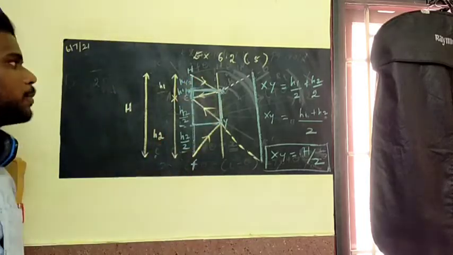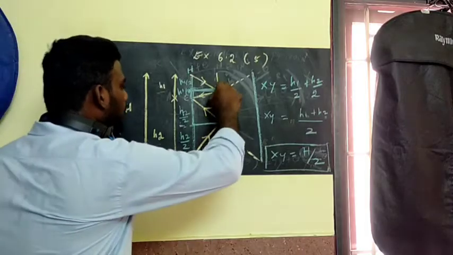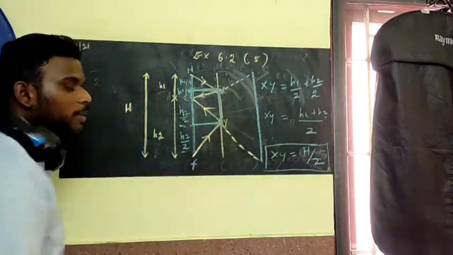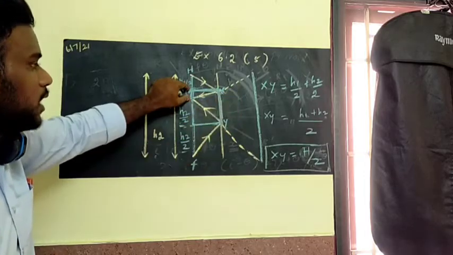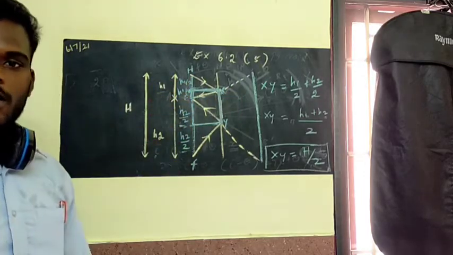This is exercise 6.2. So there is reflection taking place only between x and y. So we are concentrating only on the distance between x and y. This is h1 by 2, this is h2 by 2. Is that clear?